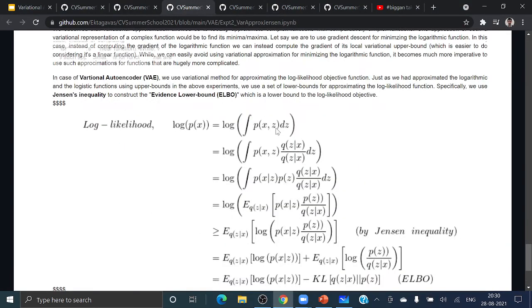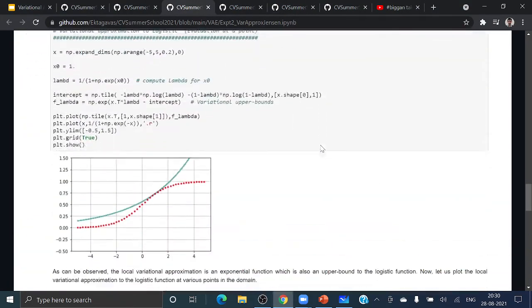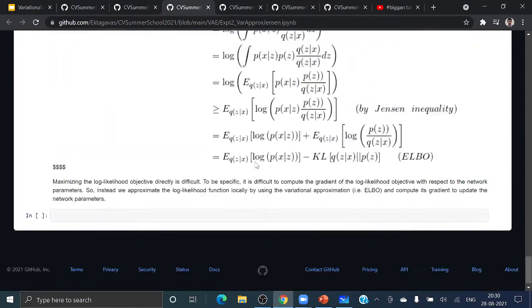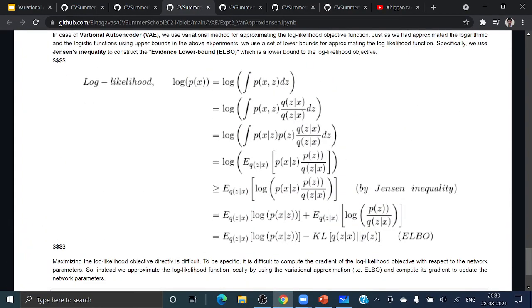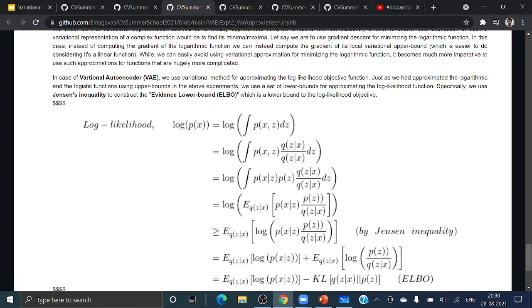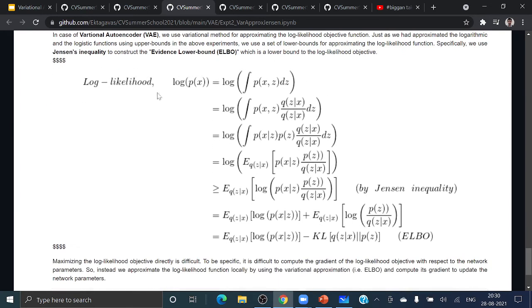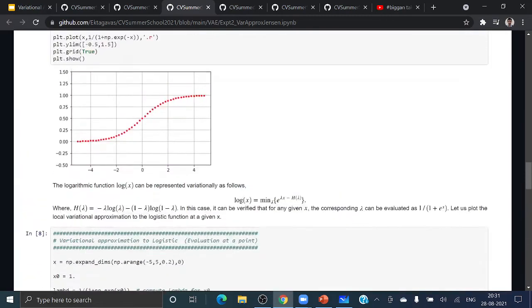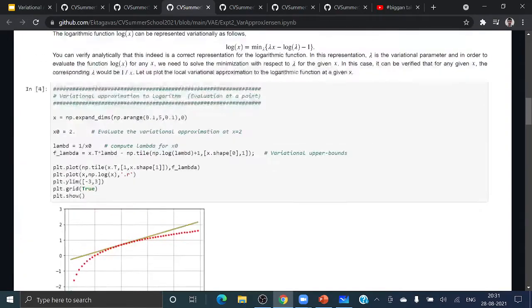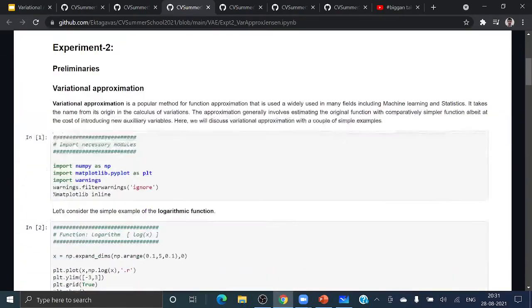And this is fully explained by showing graphs and examples in this second notebook, where they explain the log likelihood derivation for VAEs. They show the derivation of the ELBO, and how you can use Jensen's inequality to come up with this formula. They also show how variational lower bounds are generally decided for functions.